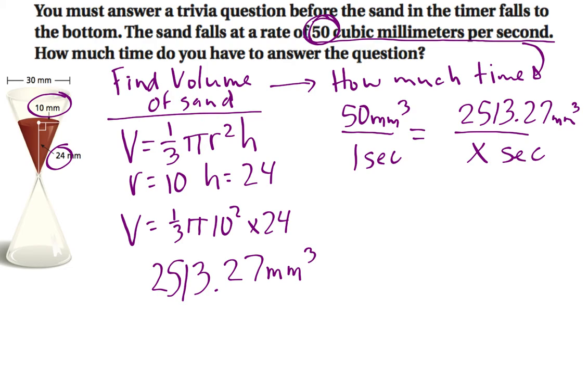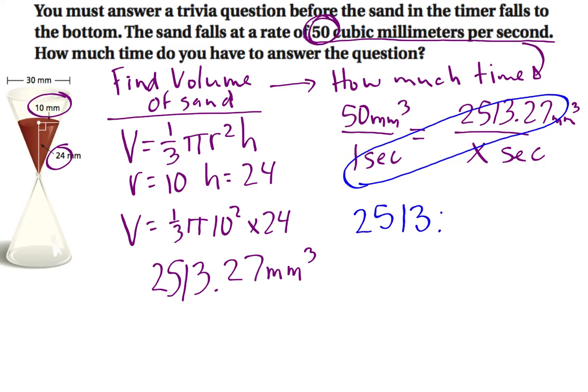And with the cubic millimeters on top and the seconds on bottom, everything's lined up. So this proportion takes care of figuring out whether you have things lined up correctly, whether to multiply or divide for you. As I cross multiply here, I get 2,513.27 equals 50x. It looks like if you had decided you should divide by the 50, you were correct.